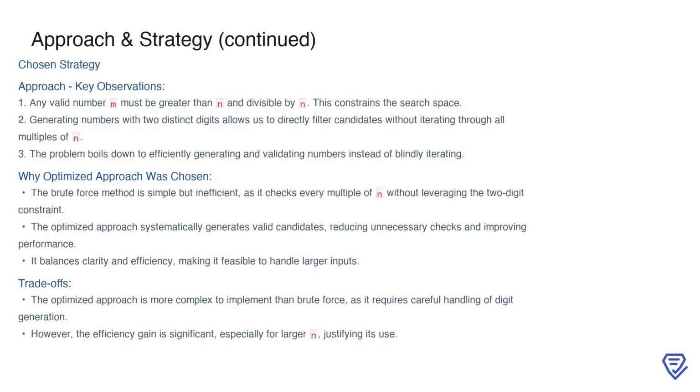While the brute force approach checks every multiple of n, the optimized strategy focuses only on valid candidates by leveraging the digit constraint. This systematic generation of numbers reduces unnecessary computations, significantly improving performance for larger inputs. The trade-off is that the optimized approach requires more careful implementation, particularly in generating and validating numbers. However, the efficiency gain makes it the better choice for this problem.